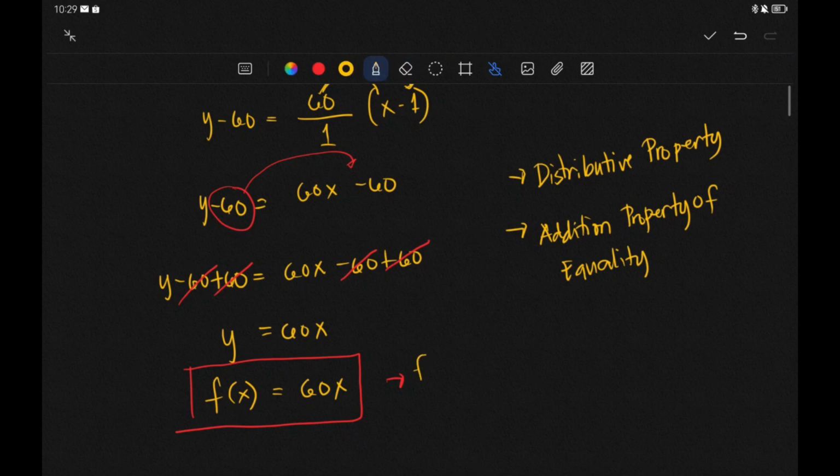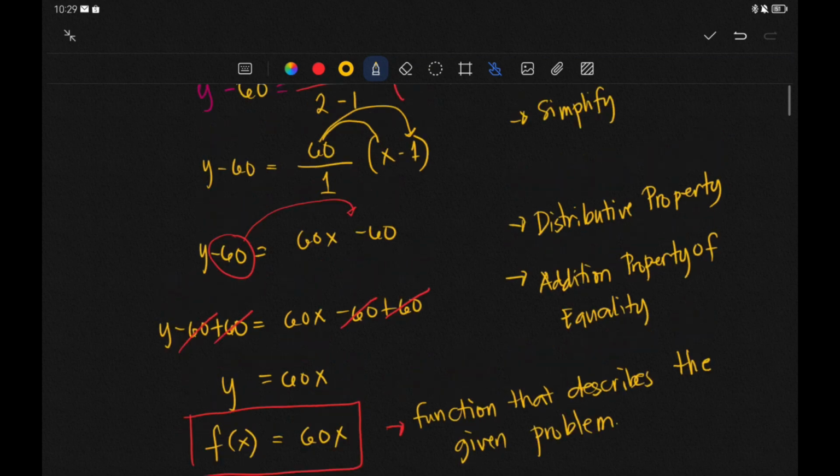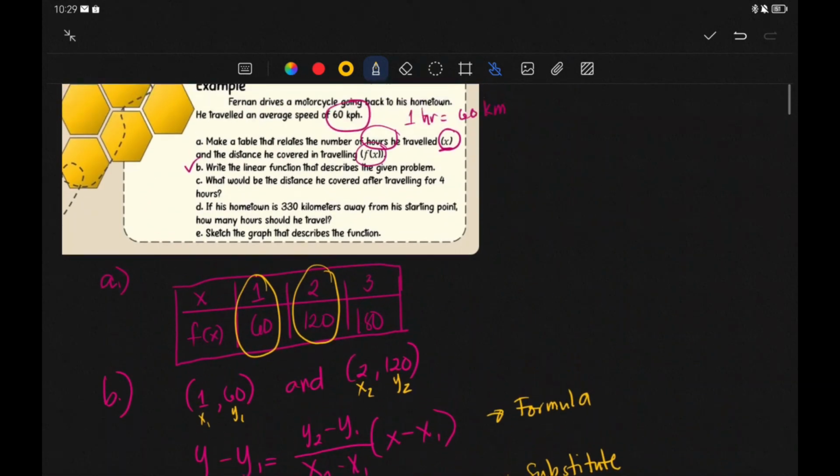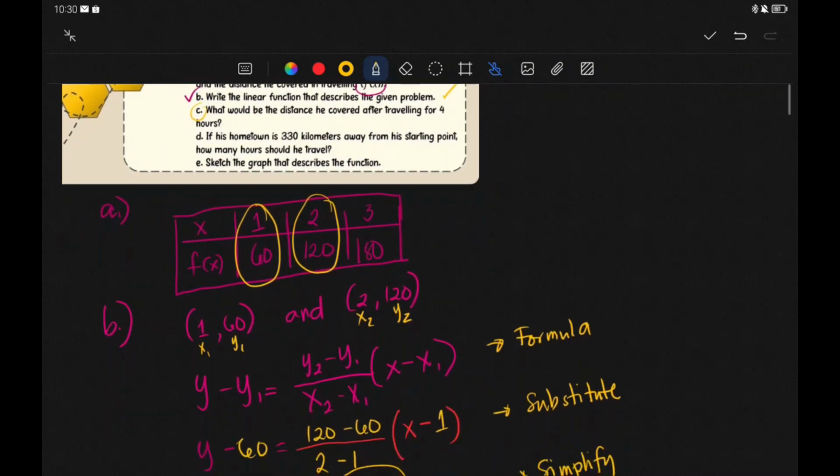This is the function that describes the given problem. We have now answered letter B. Let's proceed to C. What would be the distance he covered after traveling for 4 hours?